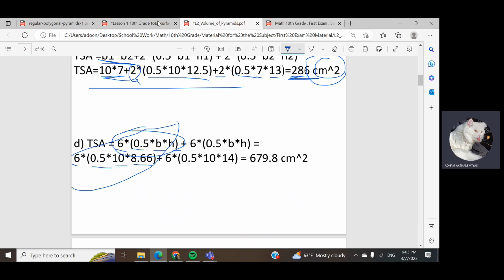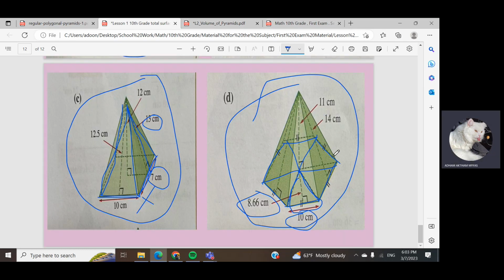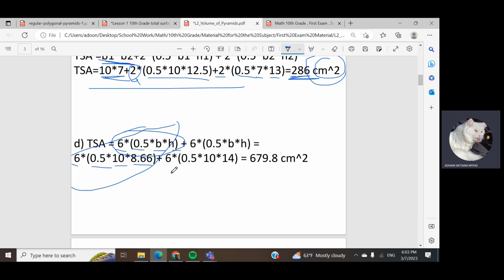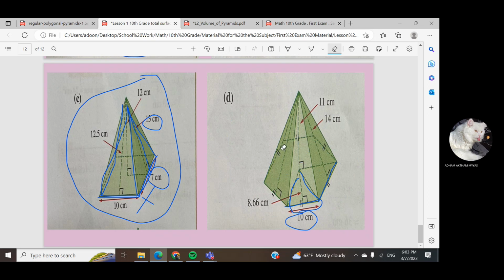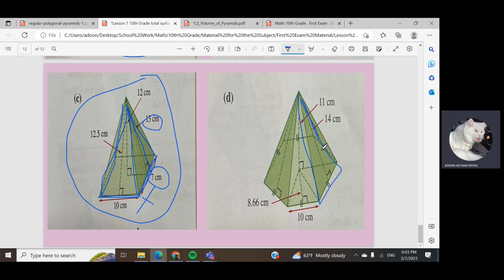If I want to calculate now, should I calculate the faces? So the faces are also triangles, so 6 faces multiplied with half, 10, 14. Why 14, teacher Adham? Because if I look here at the base, I know that the slant height for each face is 14.